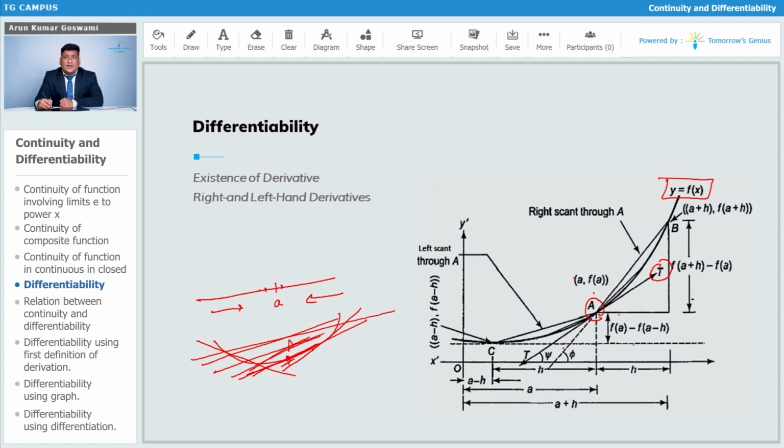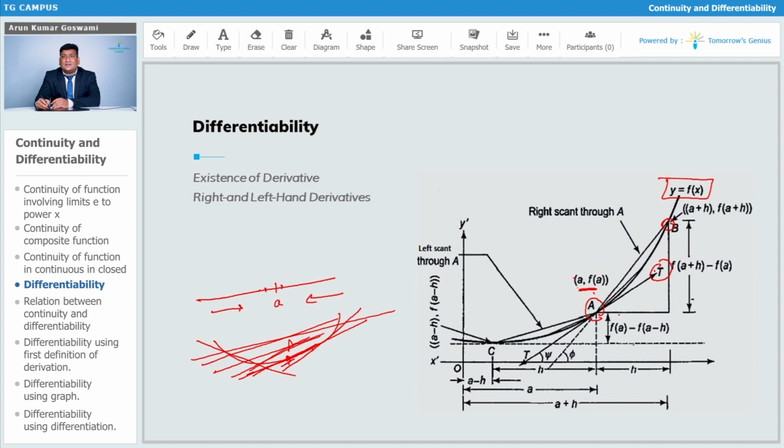Now we have one more angle, made by the same line when it is moved slightly towards the right, and it intersects the curve at point B. Here I can take the coordinates. If the coordinates of point A are A comma f of A, similarly I am taking the coordinates of point B as A plus H comma f of A plus H, where H is a parameter, the distance moved.